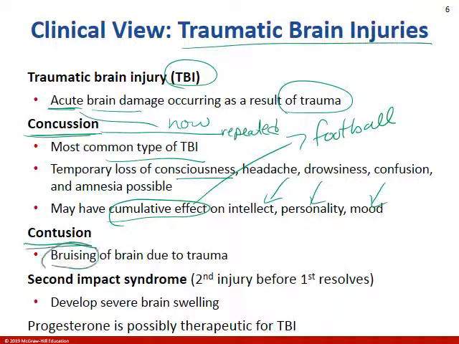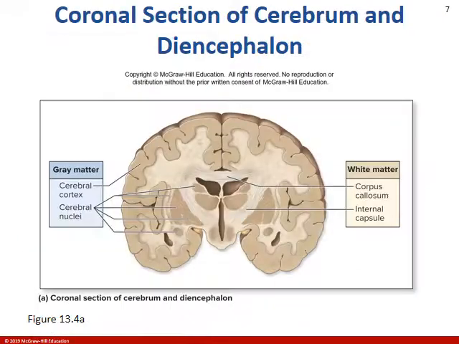A contusion is bruising, and while this doesn't sound so bad, with bruising we're going to have inflammation. And with inflammation comes swelling. And if you remember, the brain is encased in this bone, right? All the skeletal bones that we learned about. There's not a lot of place for fluid to go to. So that fluid can build up and put pressure on brain tissue and damage the brain tissue.